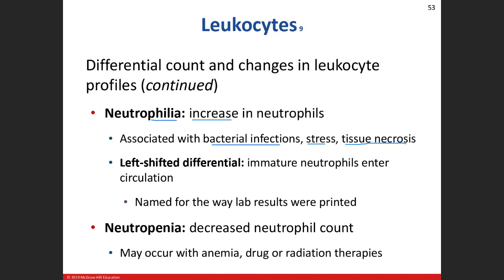This term here, left shifted differential, is just telling me that when I see that in my report, I'm thinking immature neutrophils. They're coming into circulation from where? Bone marrow. So again, I'm going to start looking at what's going on here. I'm thinking bone marrow. I'm going to do a couple other things.